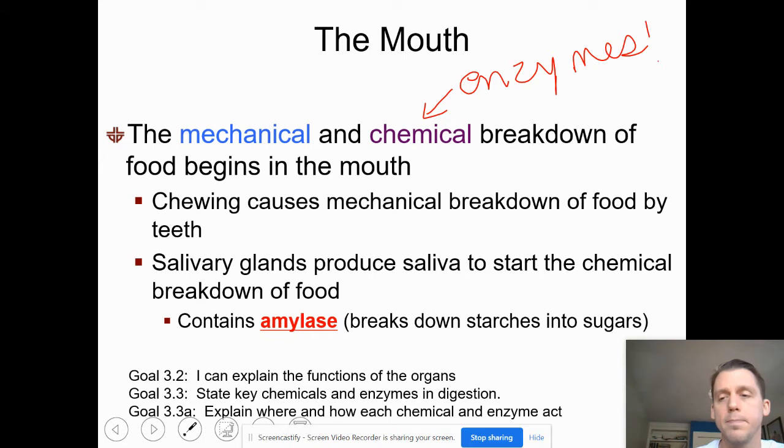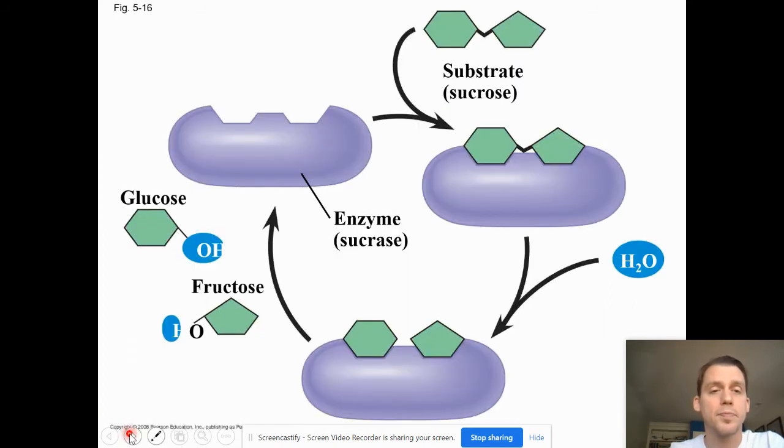What about lipids? Lipids are not carbs, so lipids cannot be chemically broken down in your mouth either, because amylase can only work on starch. It can only work on carbohydrates. So mechanically, your food is being broken down, and then chemically, carbs are being broken down in your mouth. And that's it. That's the only thing that's being chemically broken down so far.